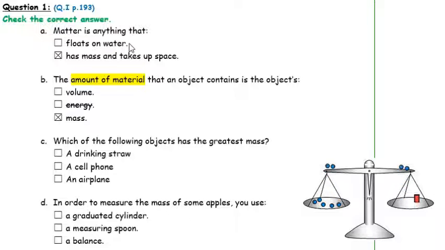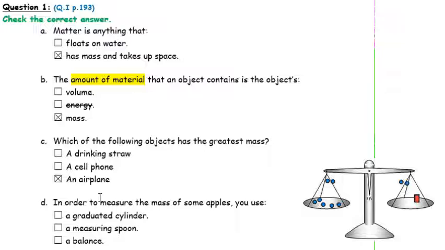Is it the drinking straw? No. I think the drinking straw has less mass than the cell phone and the airplane. The heaviest one, the heaviest object is the airplane. So the airplane has the greatest mass.